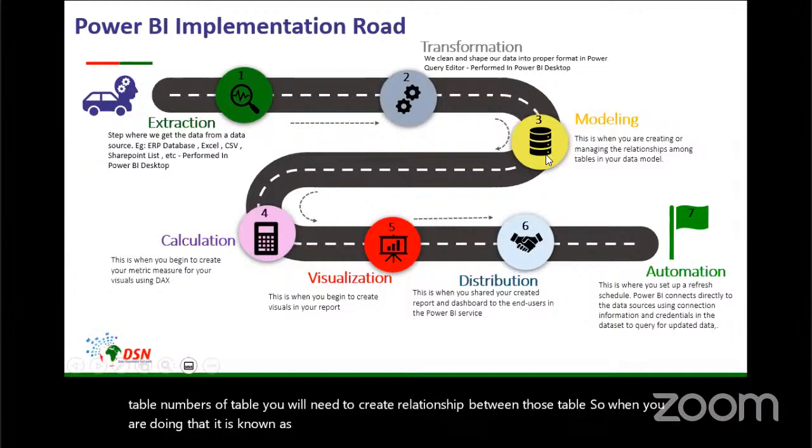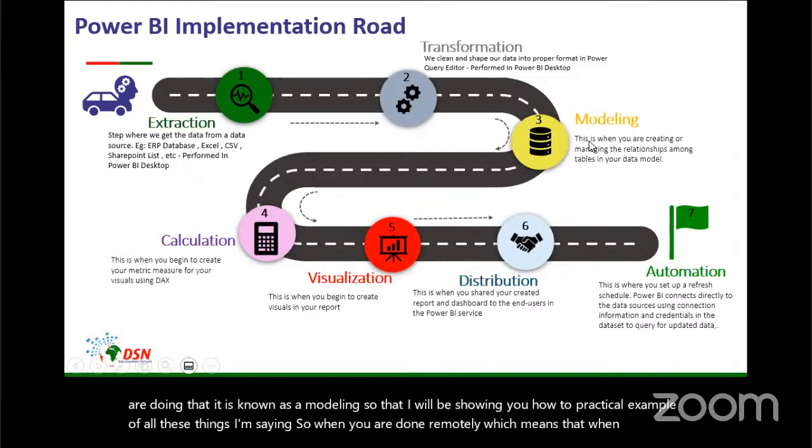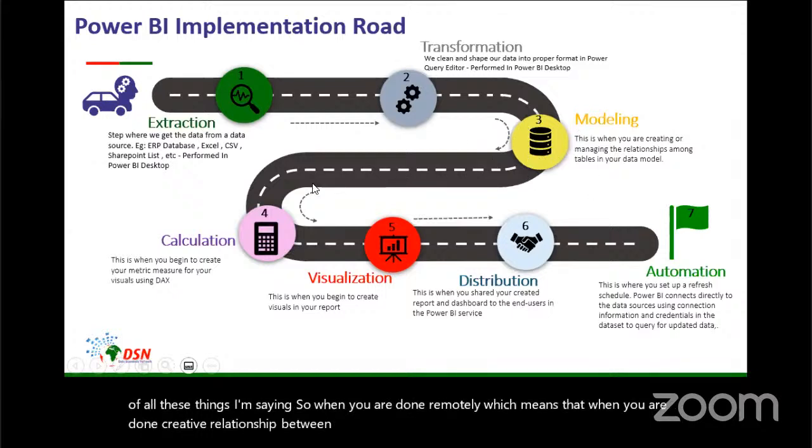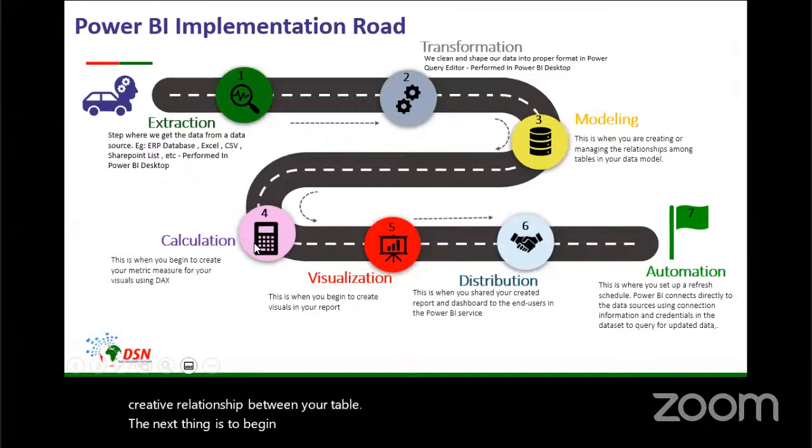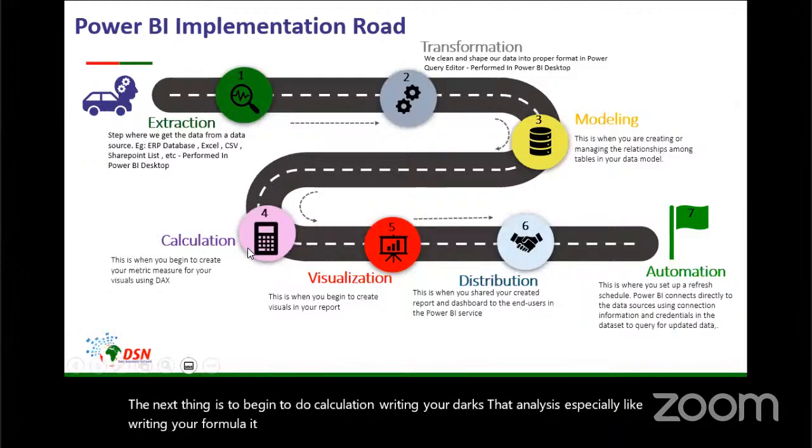I will be showing you practical examples of all these things I'm saying. When you are done with modeling, which means you are done creating relationships between your tables, the next thing is to begin to do calculation, writing your DAX, data analysis expression, like writing your formula. It looks like a calculator where you do total sum, average, and the like. Those calculations are the first thing that you'll be doing.